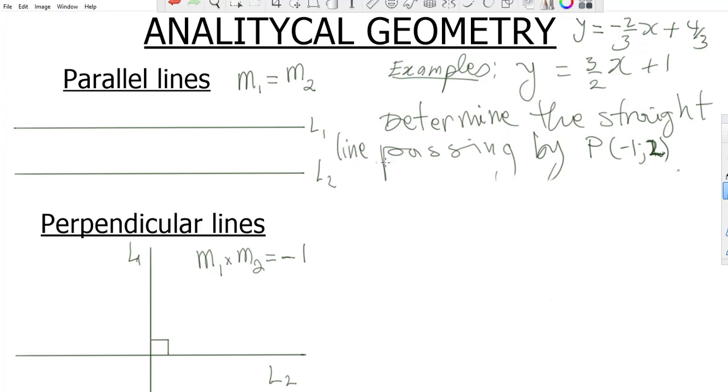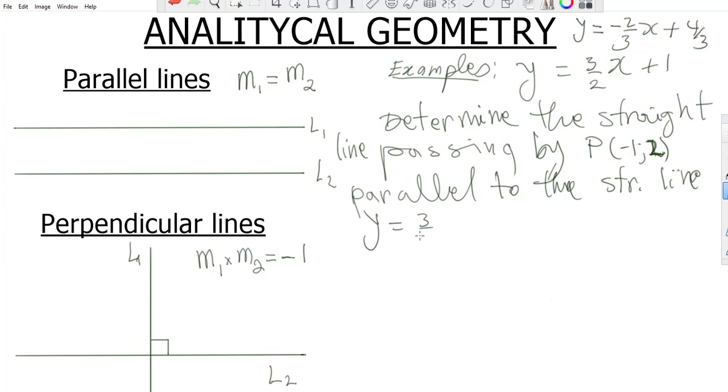Now if we want to determine the straight line passing through the point P, with coordinates minus 1 and 2, and they say it is parallel to the straight line y equal to 3 over 2 x plus c, what is the gradient of this? m is equal to 3 over 2.